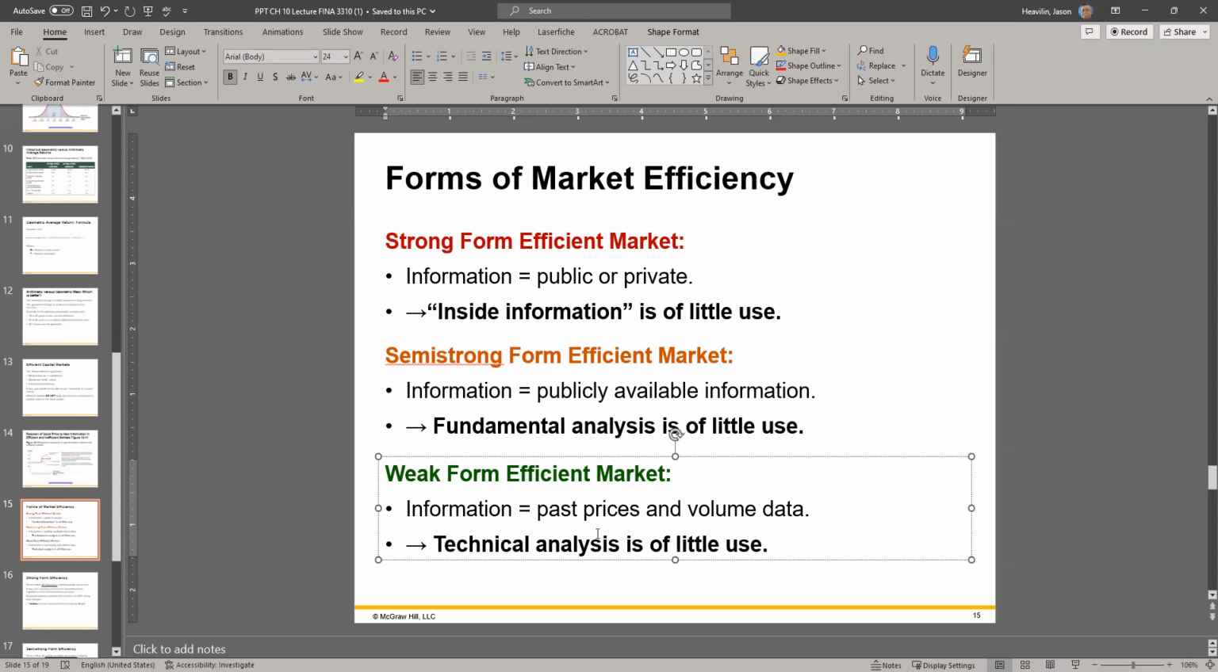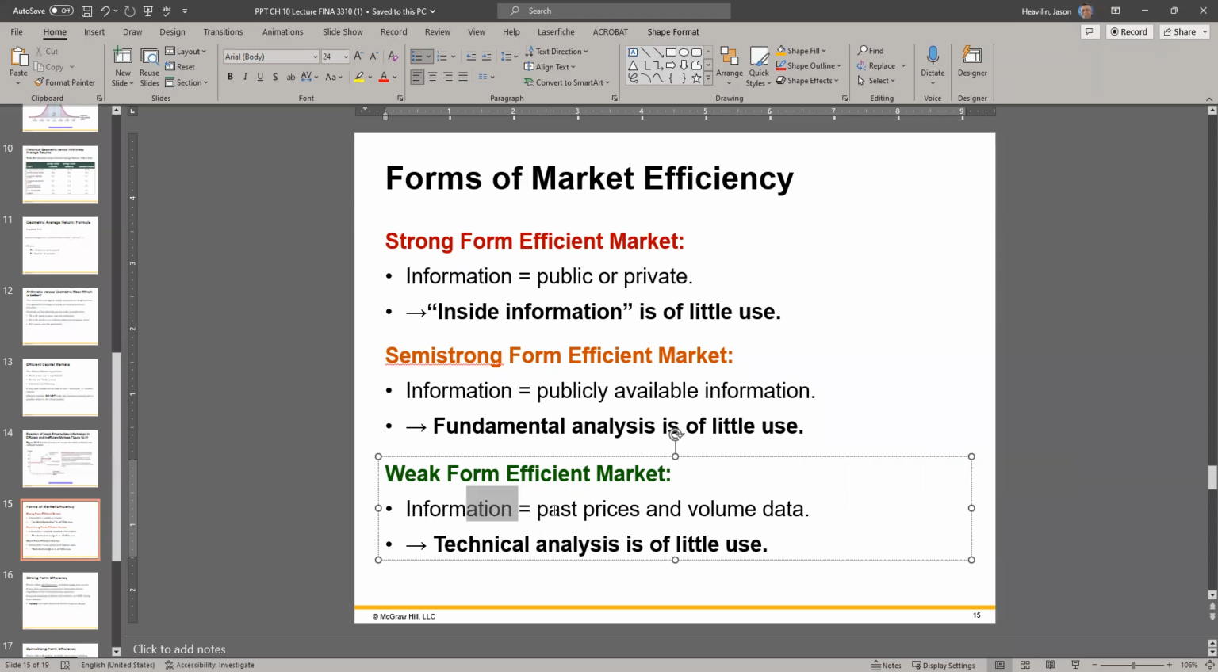Weak form efficient market. The only information available is past prices and volume data. This is strictly technical analysis. You're using past trends to predict the future. If everybody has that information, then everybody can do the same technical analysis. So there's no use in trying to attain additional abnormal returns. You can still get returns, just not abnormal.